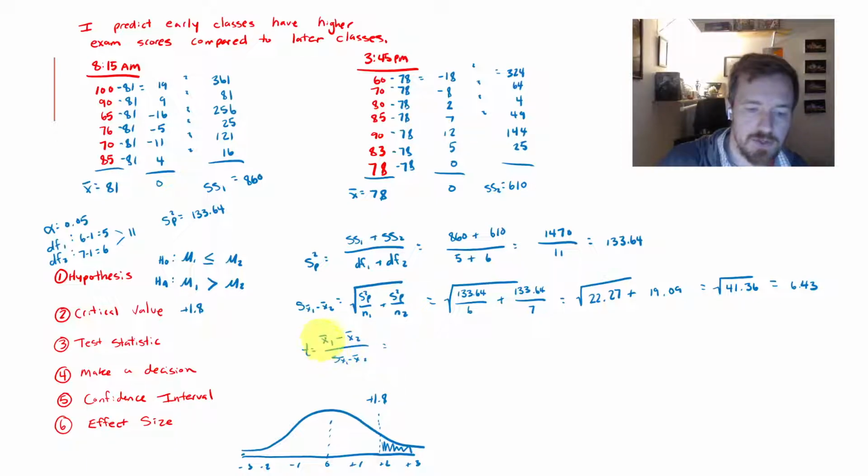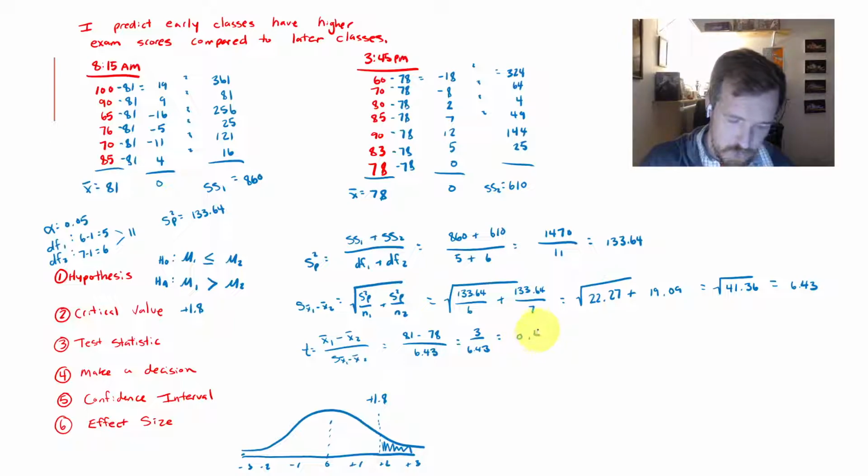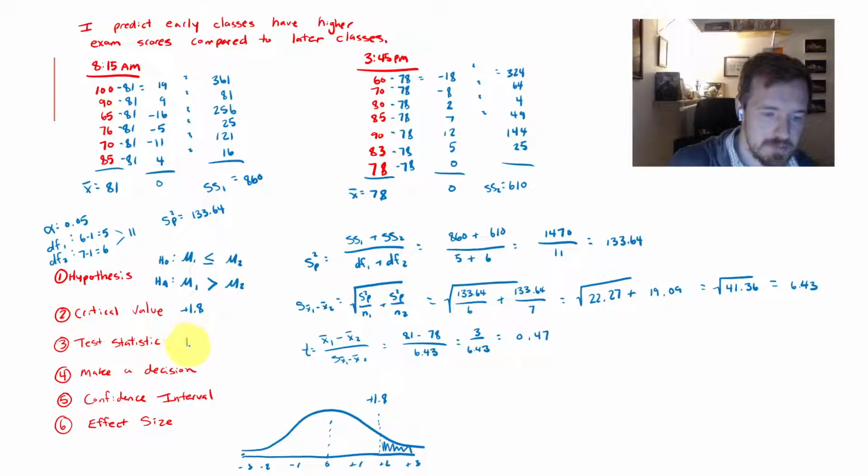And we know all those values, so x bar 1 is going to be 81, subtracted by x bar 2, which is 78, divided by the standard error, which is 6.43. That's going to give me 3 divided by 6.43, which is going to give me a low value, 0.47 when I round up. Wow, that's much lower than I thought it was going to be, actually. So my test statistic, my t-obtained value, is going to be equal to 0.47.